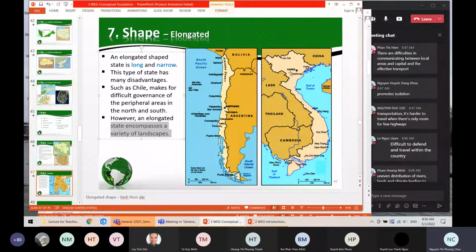And as well, if there is various landscape, like in the north of Vietnam, more mountains, you see it is very difficult for transportation. From Ngọc Uyên, difficult to defend and travel within the country. Yes, difficult to travel. Difficult to defend.